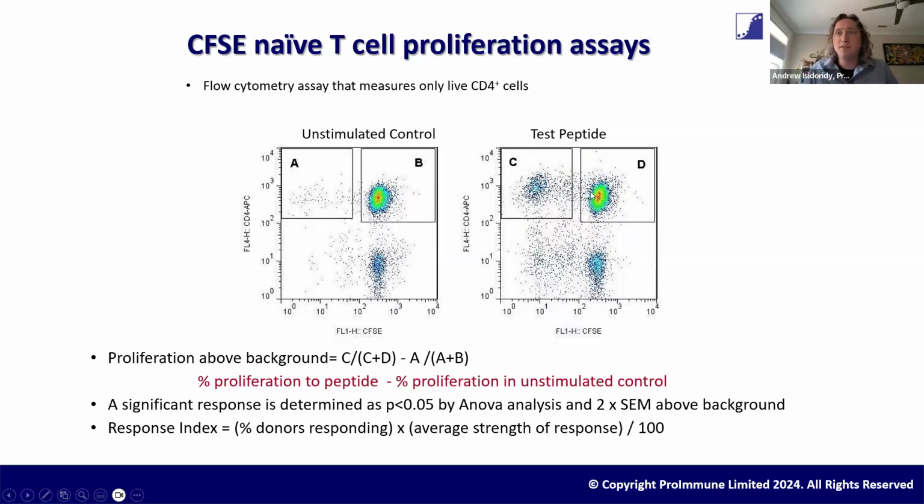And so the percent proliferation of cells is just compared to the percent background. And if this is above a p-value of 0.05 by ANOVA, these are considered a significant response. And that, together with the average strength of the response, gives us what we call a response index. And so the response index is a function of both the percent of donors that are responding, but also how strongly those donors respond. So it takes into account both factors. You wouldn't want to sway the results by a large number of donors responding to a very low level antigenicity versus something where just a few donors are responding very heavily. Those types of things are weighed out.